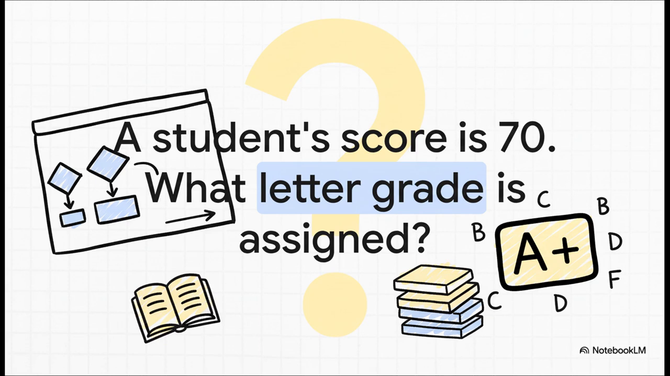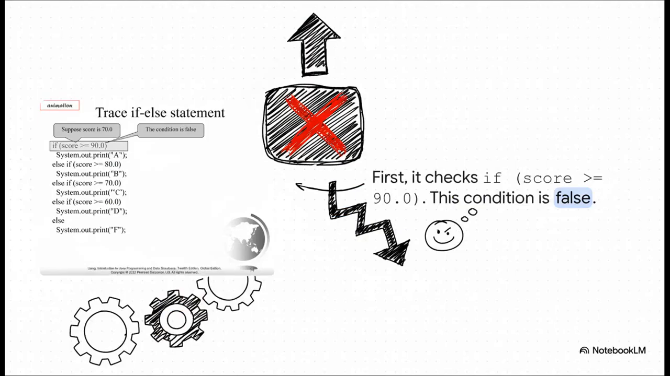Okay, time for another classic exam-style problem. We've got a chain of if-else if statements that are supposed to assign a letter grade. So if the score is exactly 70, which letter grade gets printed out? Let's walk through the logic step by step exactly like you would on a test. So the computer always starts at the very top. It asks the first question. Is 70 greater than or equal to 90? No, that's false.